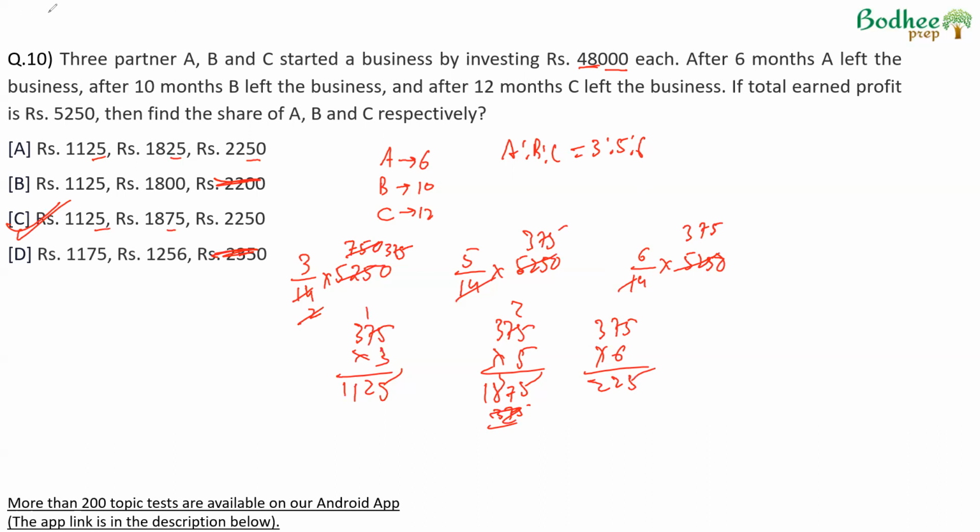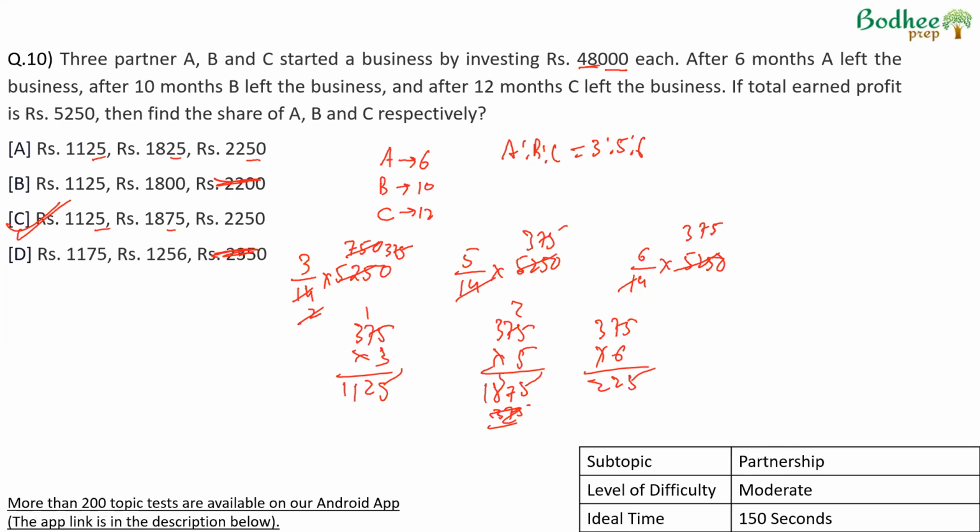Again, in terms of concept, it's an easy concept. Just look at the ratio of time and divide the numbers. The calculation might take a bit of time, and therefore I'm saying moderate, about 2.5 minutes to solve.